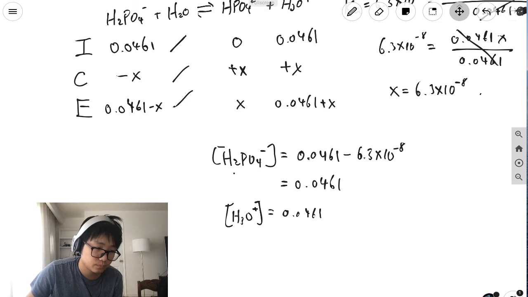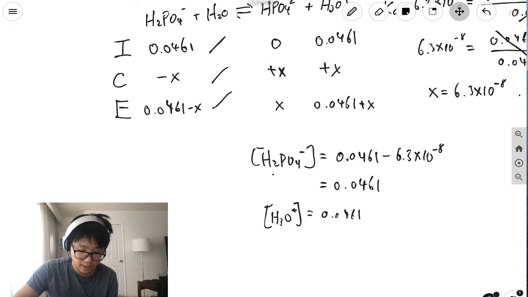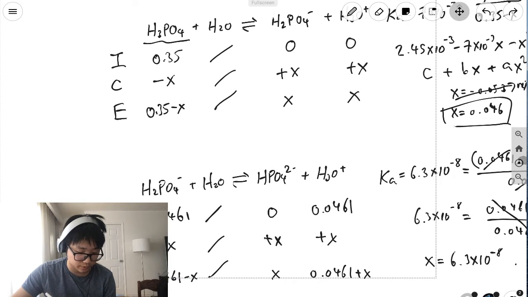Okay, wait, so I find the H2PO4 minus by plugging into this equation here, 0.0461 minus X. Then do I add them together? Well, you subtract it. Oh, no, you don't add them together, because it's already been... You don't add it from that previous ICE table.